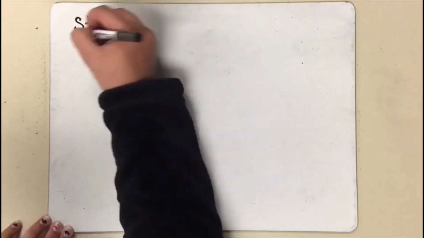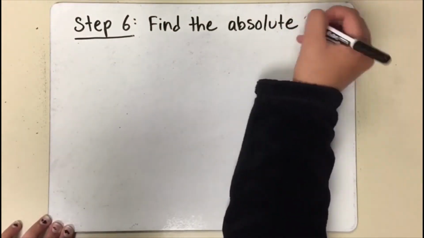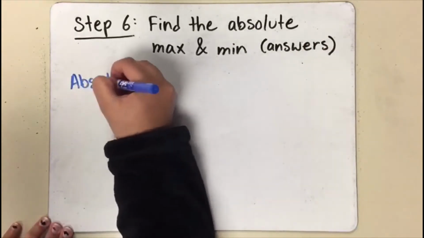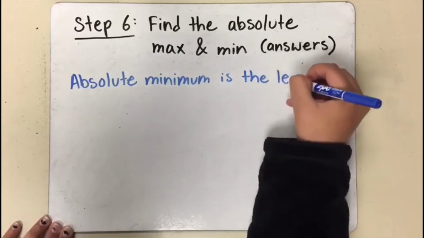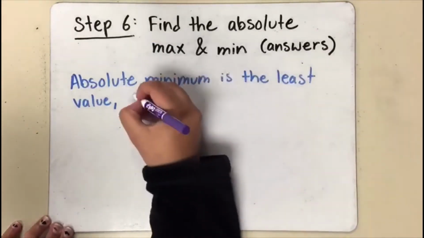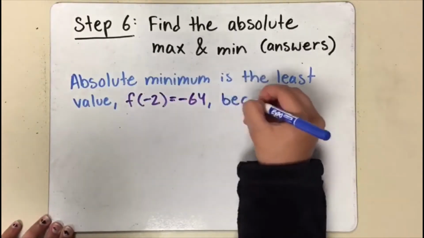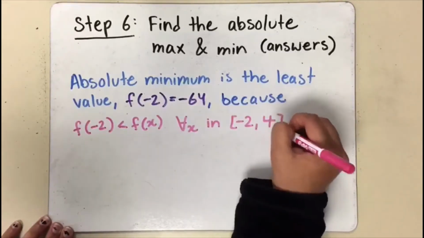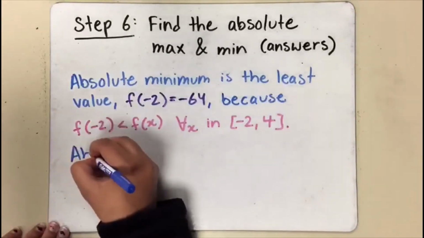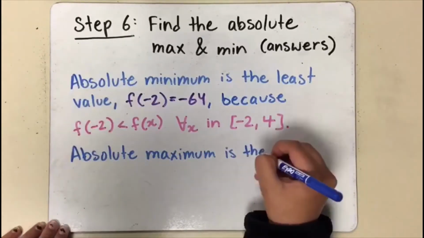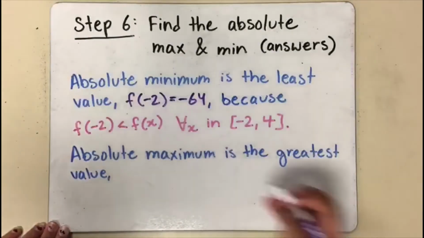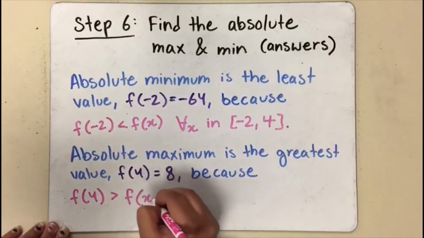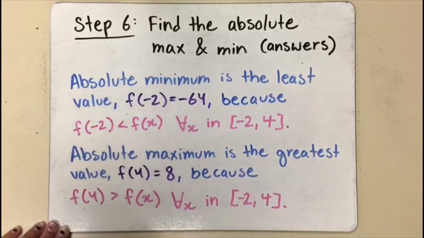The sixth step is to find the absolute maximum and the absolute minimum, which are our answers. The absolute minimum is the least value, f of -2 equals -64, because f of -2 is less than f of x for all x in the interval -2 to 4 inclusive. The absolute maximum is the greatest value, f of 4 equals 8, because f of 4 is greater than f of x for all x in the interval -2 to 4 inclusive.